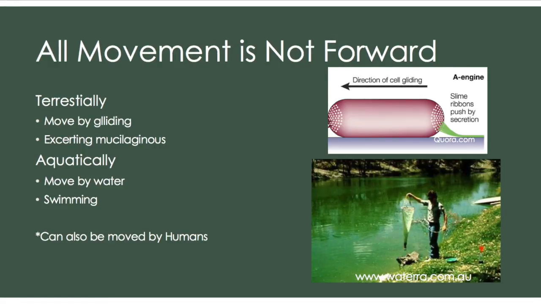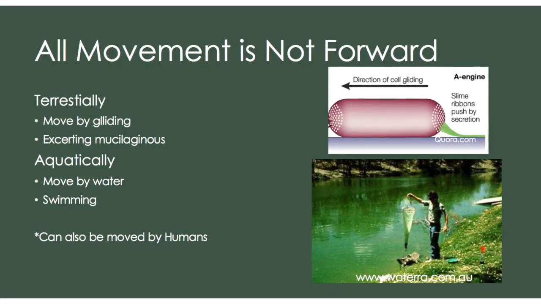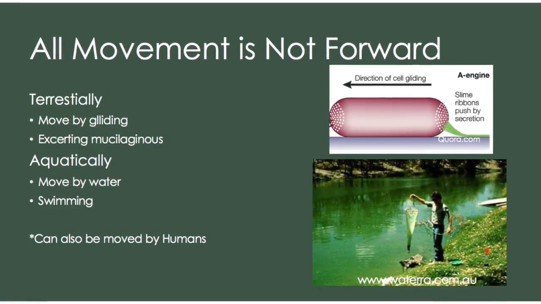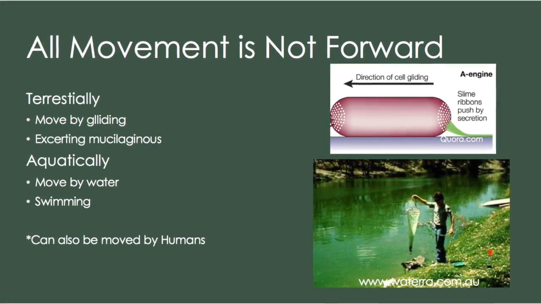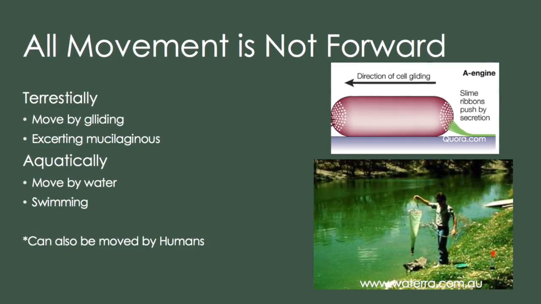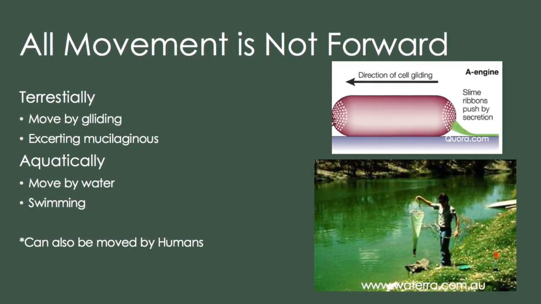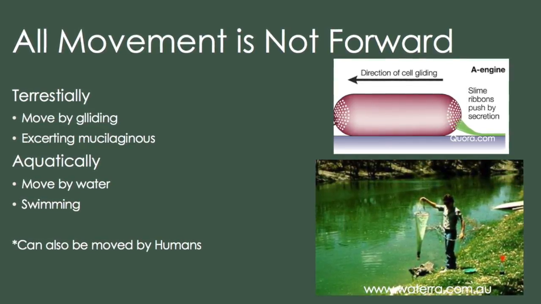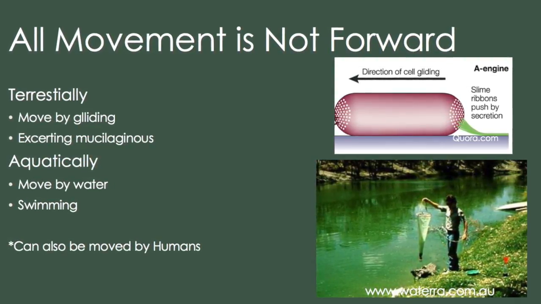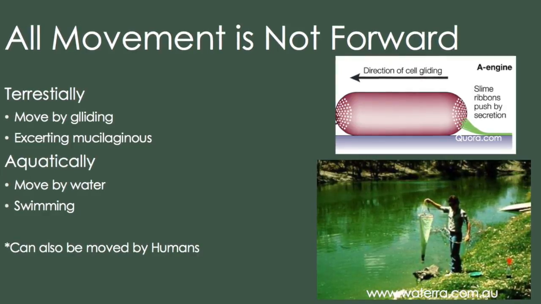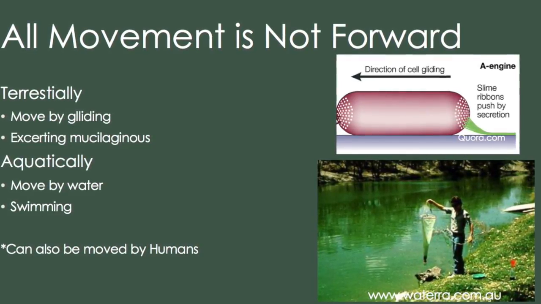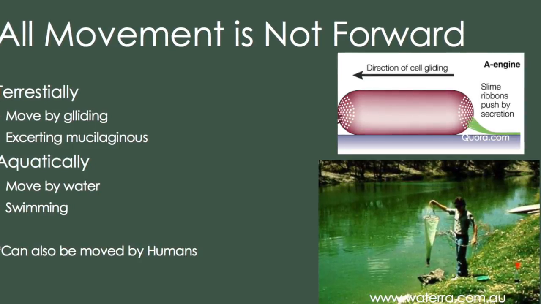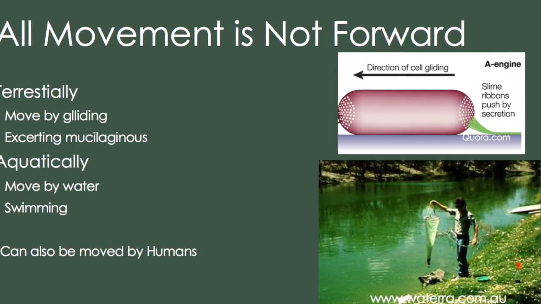Now, cyanobacteria can be moved terrestrially and aquatically. It can be moved by water, like the currents of water, and they may say it's swimming, but they don't really swim. Terrestrially, they can move by gliding, excreting mucilaginous slime, and the picture to your right symbolizes this. They can also be moved by humans, which is another picture on your left showing where a human is taking a sample that can be moved somewhere else.